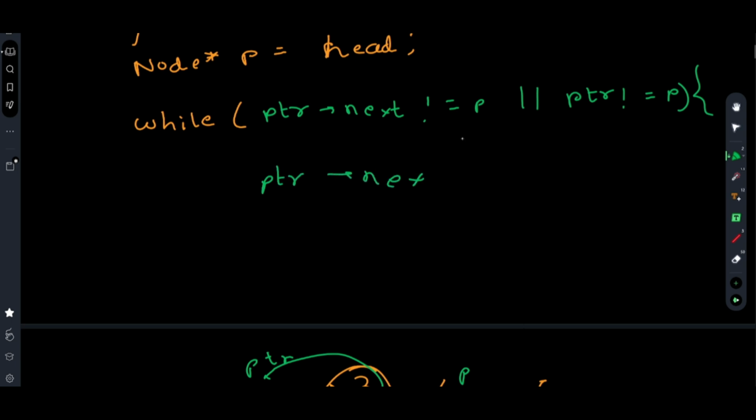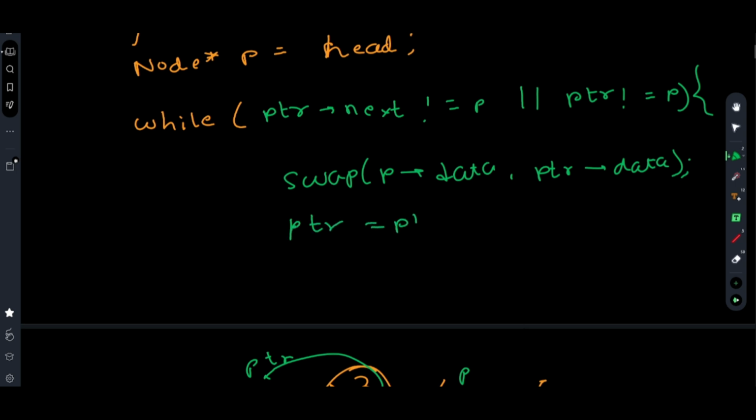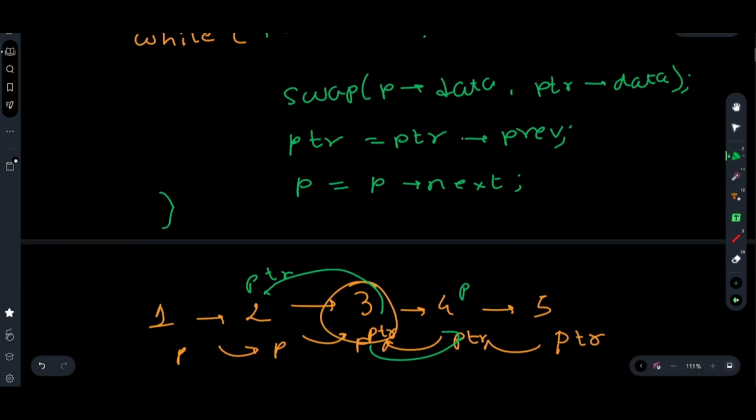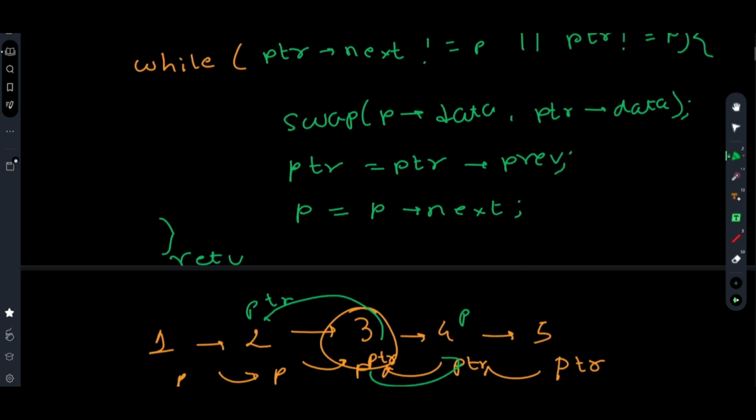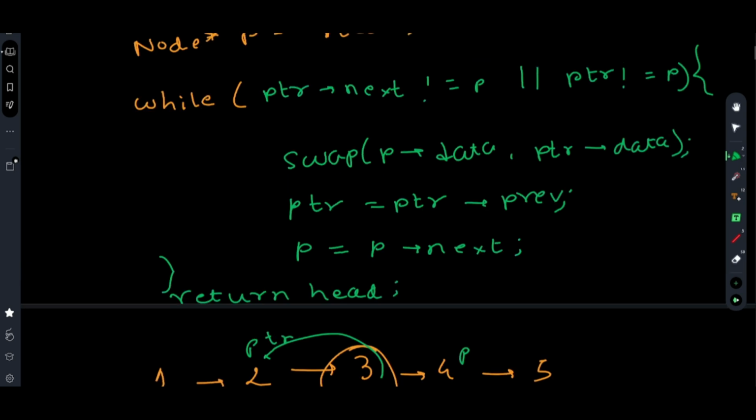PTR arrow data. You will swap them: swap P arrow data, comma, PTR arrow data. This is one thing. Then PTR equals PTR arrow prev, and P equals P arrow next. This is the entire algorithm, and at the end you will return head. So let us analyze how much time it is taking.